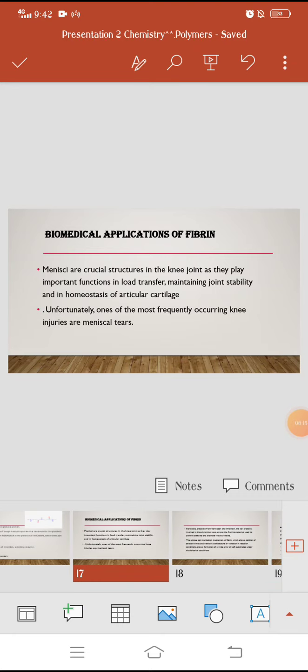Biomedical applications of fibrin. Menisci are crucial structures in the knee joint as they play important functions in load transfer, maintaining joint stability, and in homeostasis of articular cartilage. Unfortunately, one of the most frequently occurring knee injuries is meniscal tears.